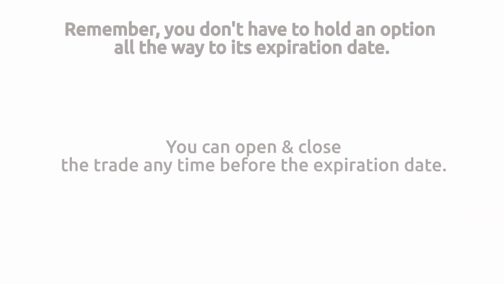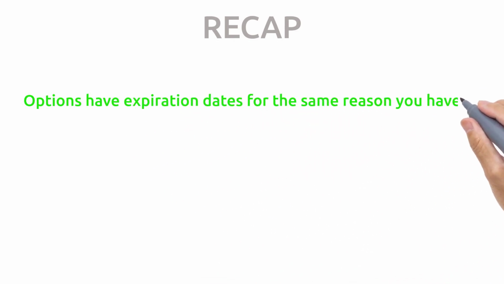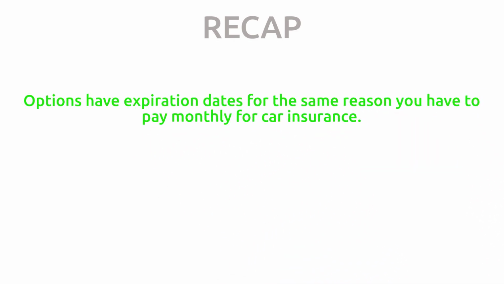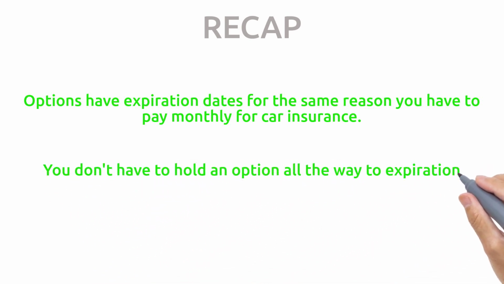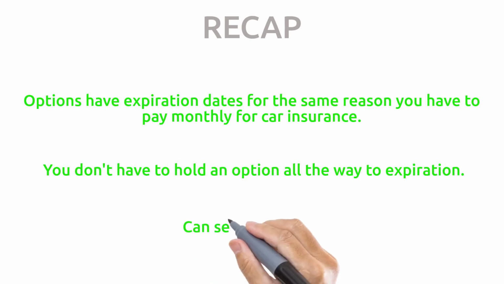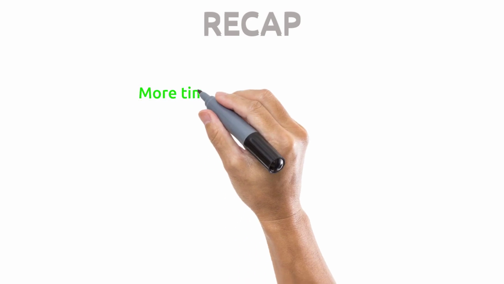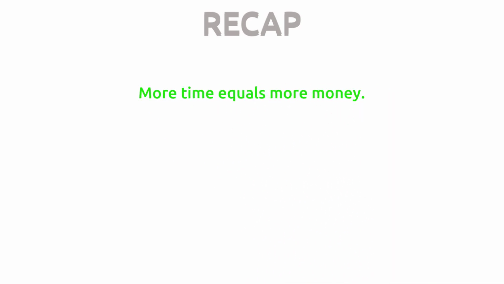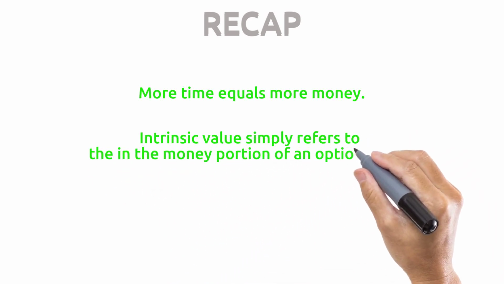Now let's move on to the recap section to go over what you've learned in this section. Expiration dates. Options have expiration dates for the same reason you have to pay monthly for car insurance. You don't have to hold an option all the way to expiration. If you own an option, then you can sell it at any time before expiration at the current market price of that option. More time equals more money. If you buy an option with 60 days to expiration, it's going to cost you more than if you buy an option with only 30 days to expiration.